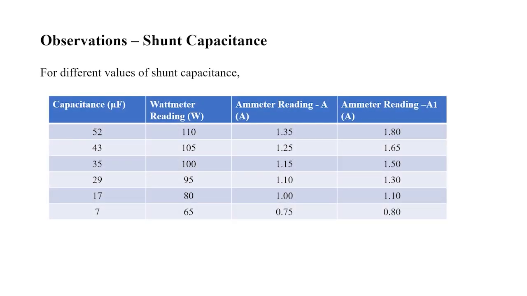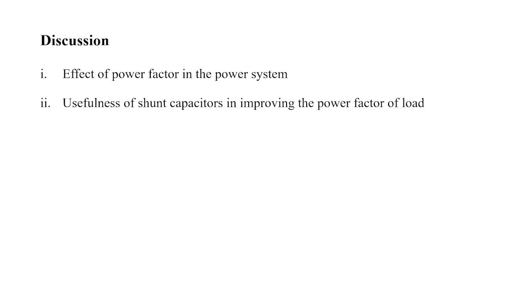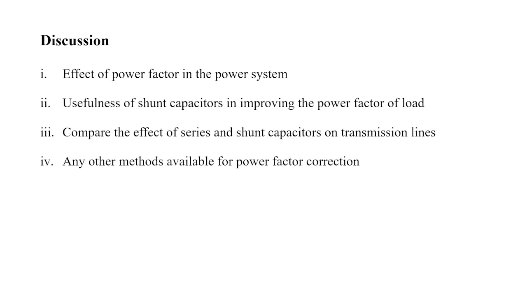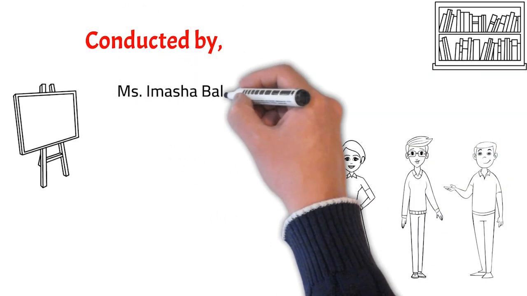So these are the readings that we have obtained for different values of shunt capacitances. Please add this to your observation sheet. This is the calculation part that you need to do on the shunt capacitance test. These are the questions to be answered under discussion in your coursework. Hope you enjoyed this practical on the use of series and shunt capacitance in transmission lines.